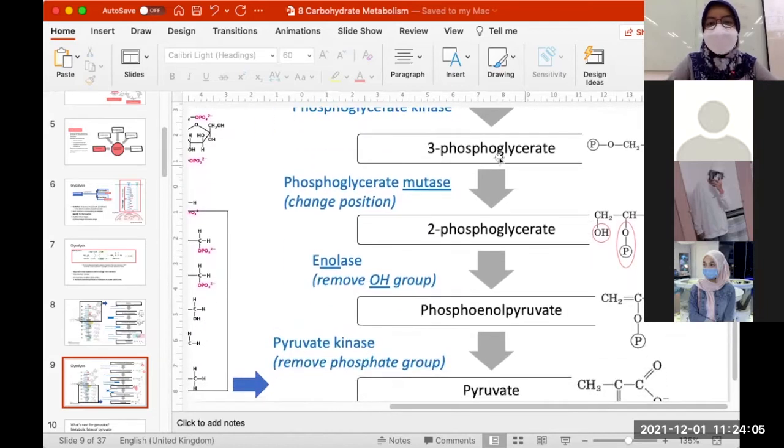Okay. So this 3 phosphoglycerate then undergoes reaction. So if you observe, there's changes in this position. This phosphate group over here and this OH group here, they switch position. And that is catalyzed by phosphoglycerate mutase. So now this phosphate group is in the second carbon, so it's 2 phosphoglycerate.